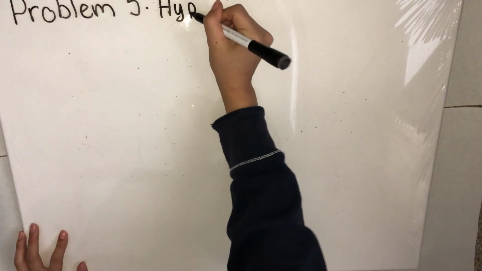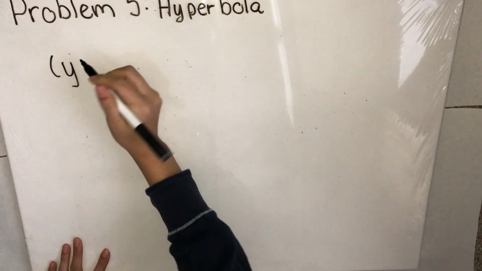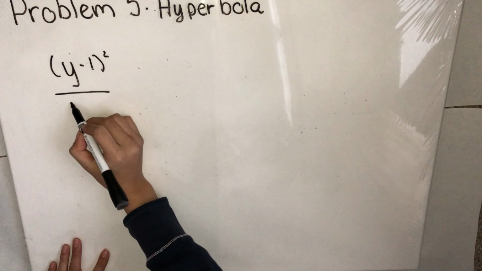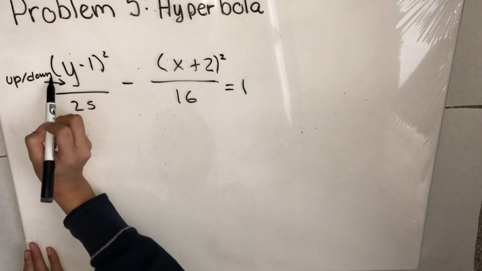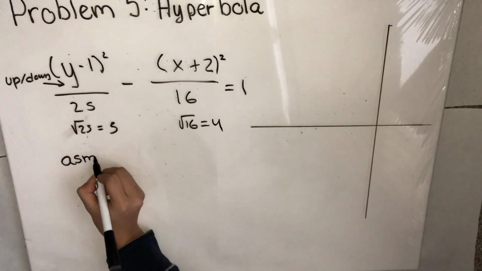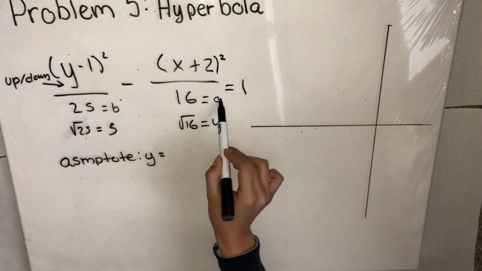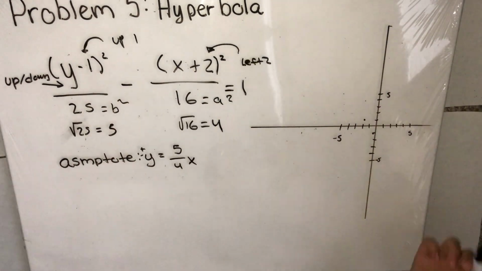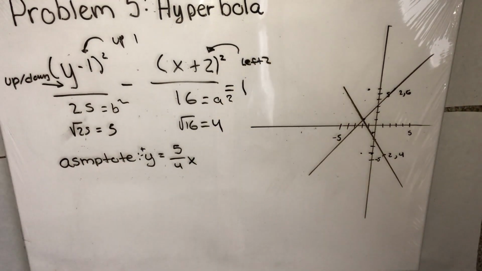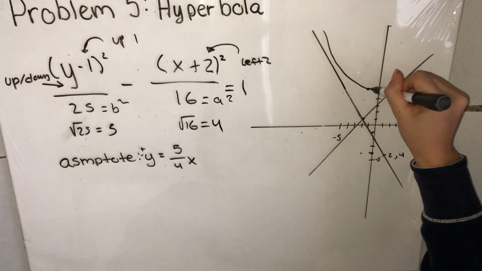Okay, I don't know why it's cut off again, but this is another hyperbola problem, our last easy one. So now there is a shift from both the y and the x. Since the y is first, we know it's an up or down equation. We know that square root of 25 is 5, thus meaning that is b. Same goes with the 4. We figured out the asymptotes again with b over a. So now we graph.